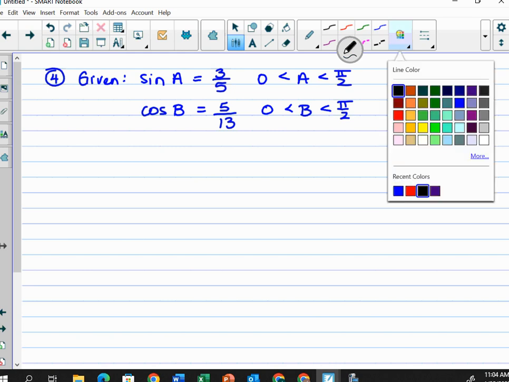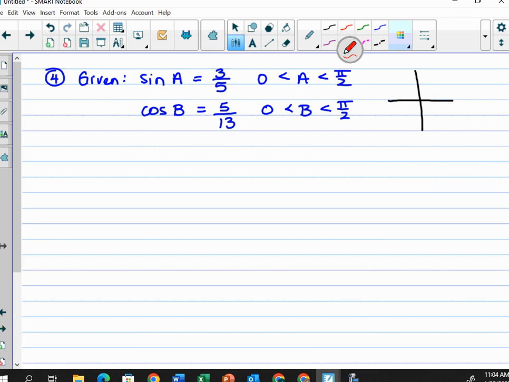What quadrant is angle A in? First quadrant. How do we know that? Yeah, guys, that information, 0 is less than A is less than pi over 2, is telling you what quadrant your triangle is in. There's A. Sine of A is 3 over 5. That means opposite is 3, hypotenuse is 5. You know how I keep telling you that you have to retain your knowledge? I'm not kidding, okay?